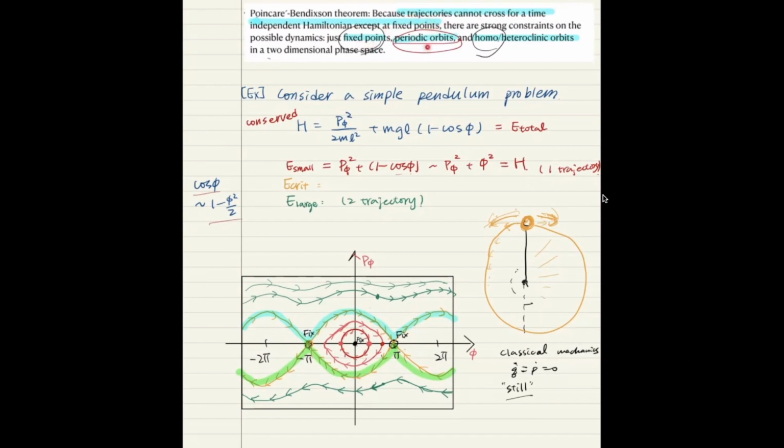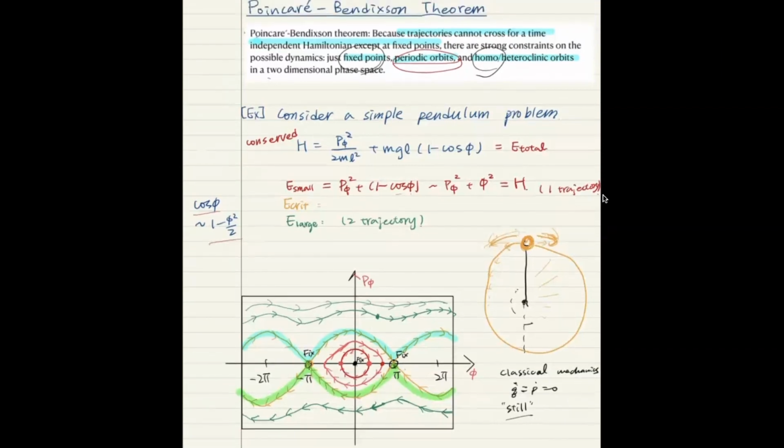And these are all the possible orbits you will see. Fixed point, periodic orbit, the homoclinic orbit, which is what we see here. Heteroclinic orbit, meaning if I have two different fixed points in the space, and then there could be a flow going from one fixed point to another fixed point, and that will be a heteroclinic orbit. Okay, so yeah, I hope this example will give you more intuition now about why this theorem is true.